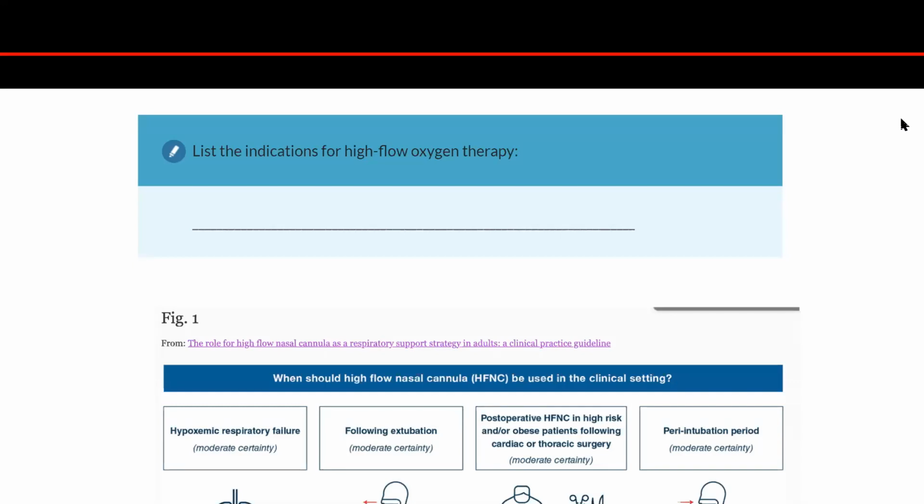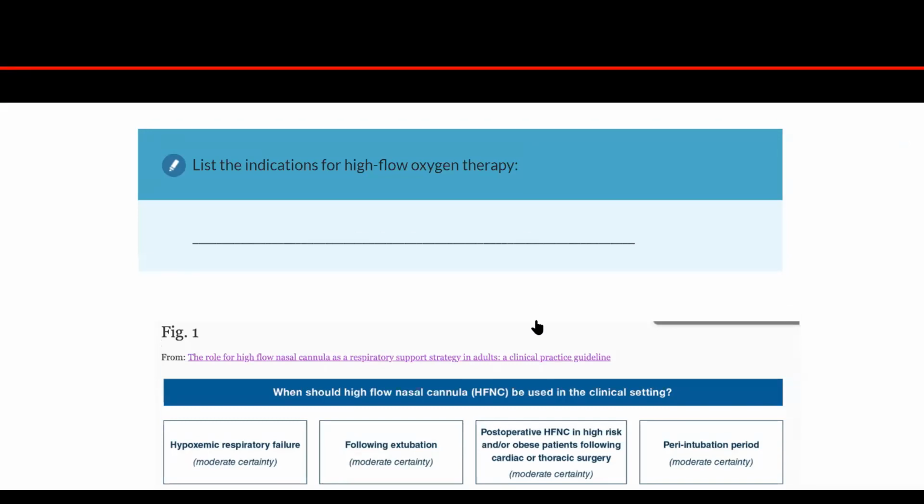So I think this is clear, but also again, as it has been said in the video, don't delay escalation of therapy. If you see that the patient's respiratory rate is not decreasing, the SpO2 is not going up, and the patient is having increased work of breathing, maybe CO2 is increasing, it's time to think about the next step. Do you need non-invasive ventilation? Do you need intubation? It's time to think about that early.